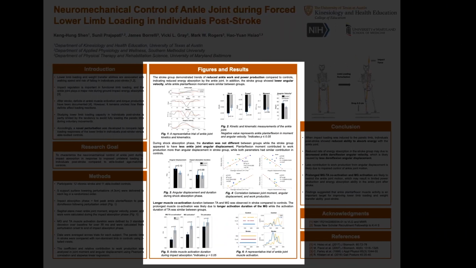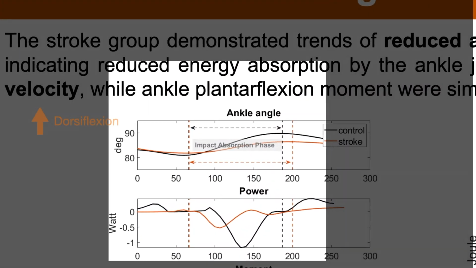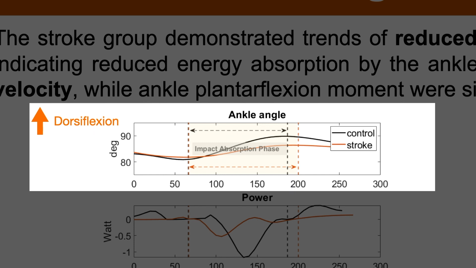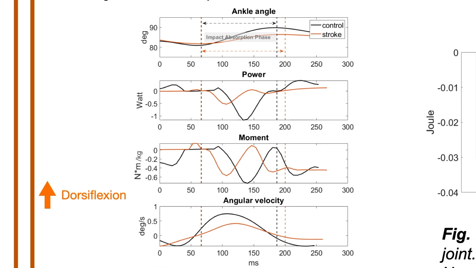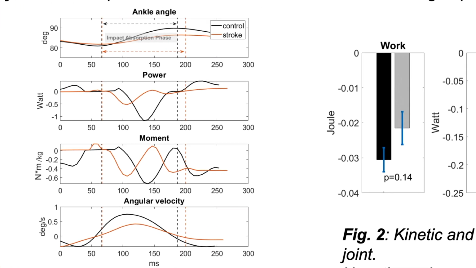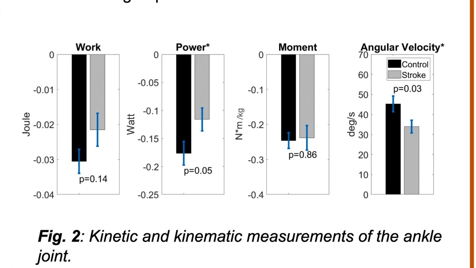Now let's see what our results are. Because initial impact absorption is critical in limb loading, where the ankle joint plays a major role, we reported the measurement in the interval from peak ankle plantarflexion to peak dorsiflexion, which was defined as the impact absorption phase in our study. In this representative trial, it seems that the stroke participant had lower power production and angular velocity, and the observation turned significant in our result.